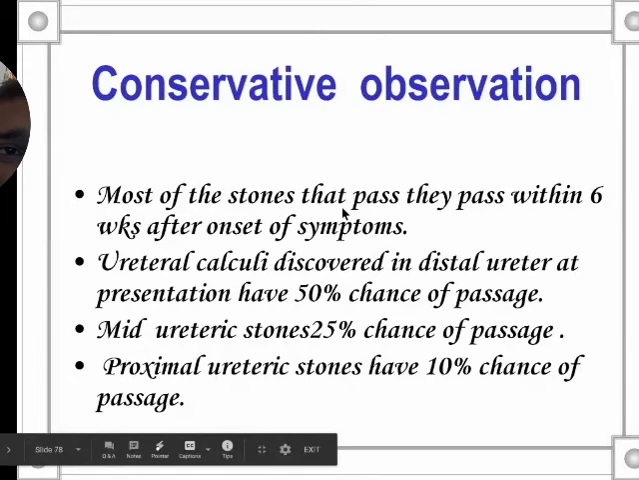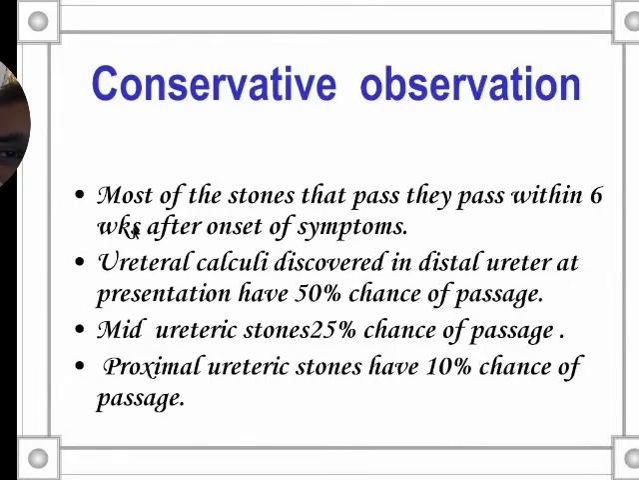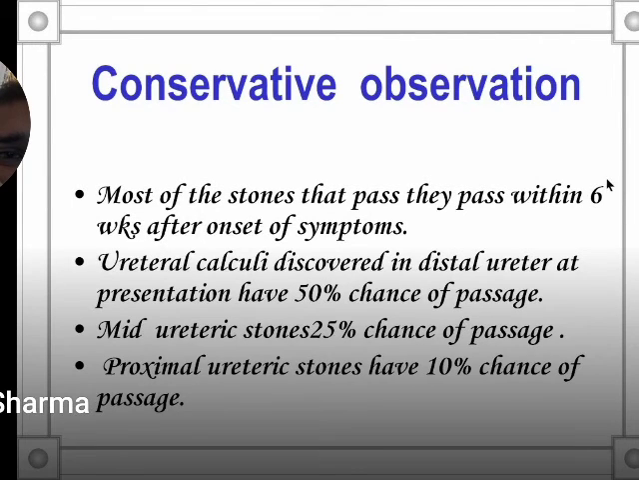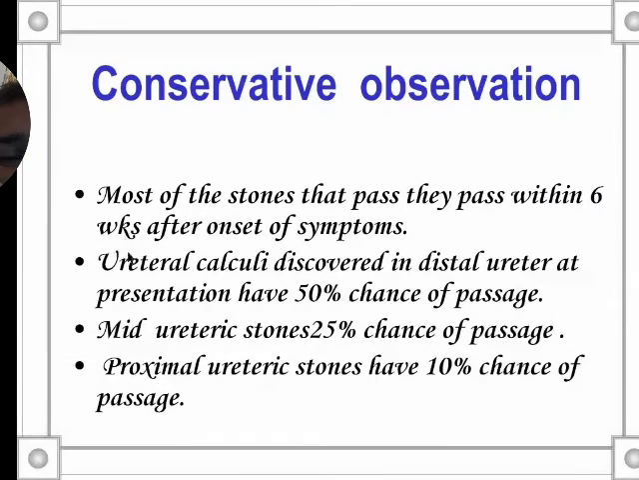So most of the stones that pass, pass within 6 weeks of presentation of symptoms. So if they present with urinary colic, and it has to pass, it will pass within 6 weeks. If it has not passed within 6 weeks, it is likely to get impacted. Ureteric calculi discovered in the distal ureter, meaning the lower ureter, have about 50% chance of spontaneous passage, meaning it has traveled a lot, so it may pass off. But if at presentation they are in the mid-ureter, then about 25% of the stones will pass, otherwise they will get impacted.